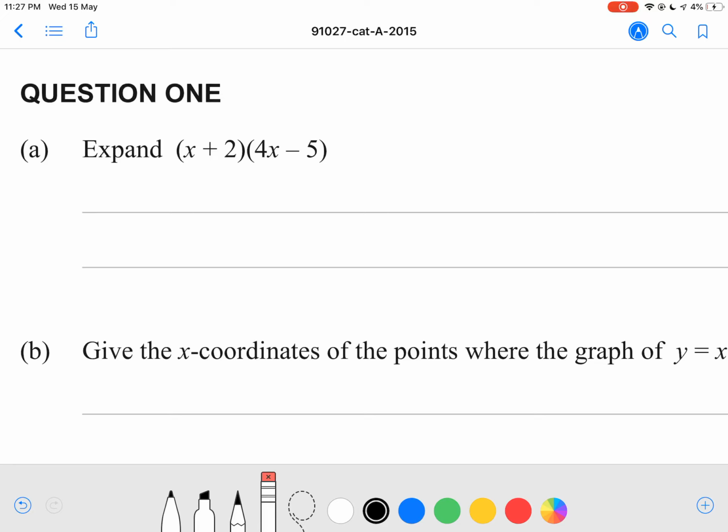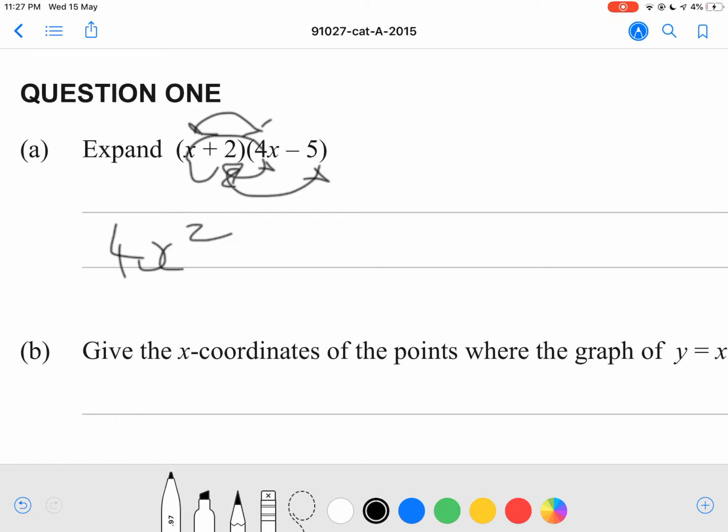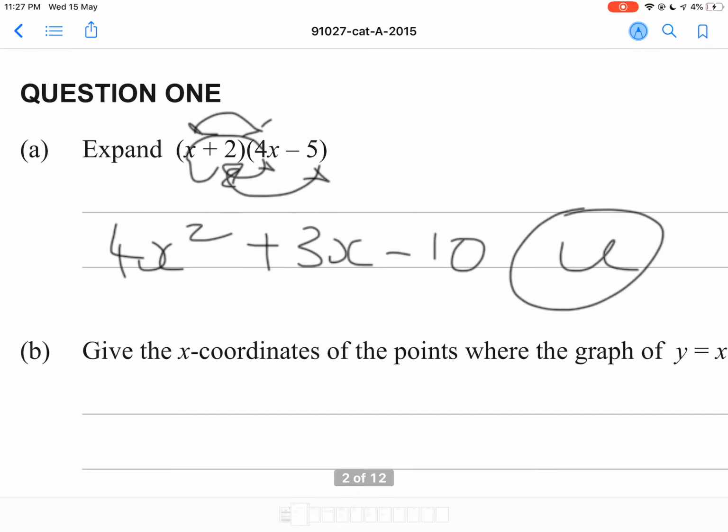Expand (x + 2)(4x - 5). Basically, we multiply everything by each other. x times 4x gives us 4x squared. You get negative 5x plus 8x, so plus 3x. Positive 2 and negative 5 make negative 10. And that's your achieved grade here.